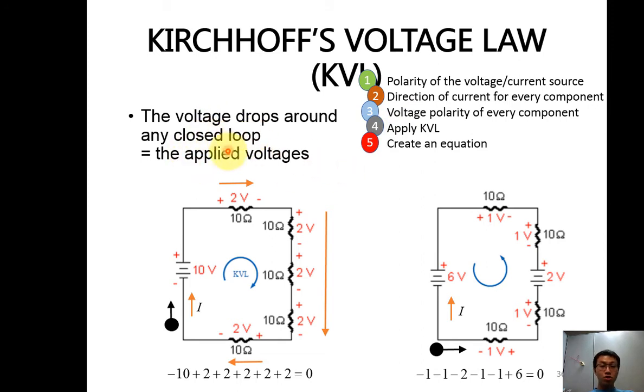For example, the voltage drop around any closed loop is equal to the applied voltages. So first I need to know the polarity of the voltage or current source. So this is my current source.